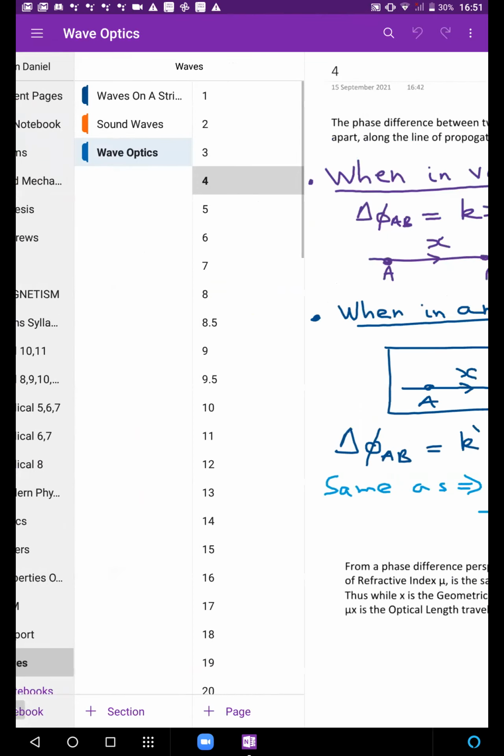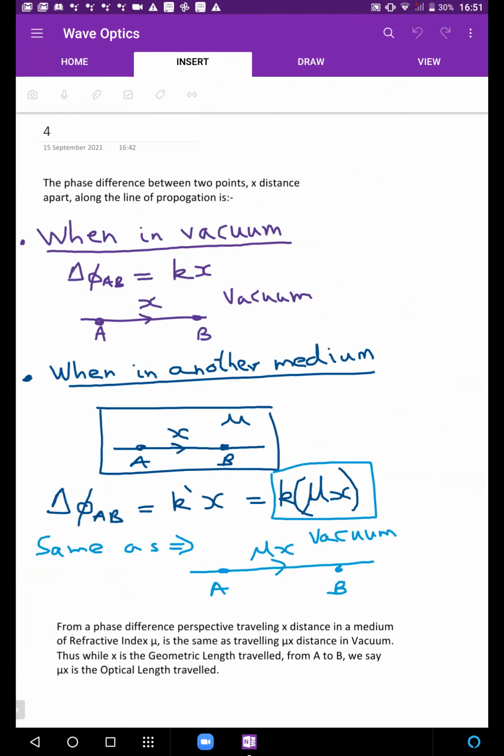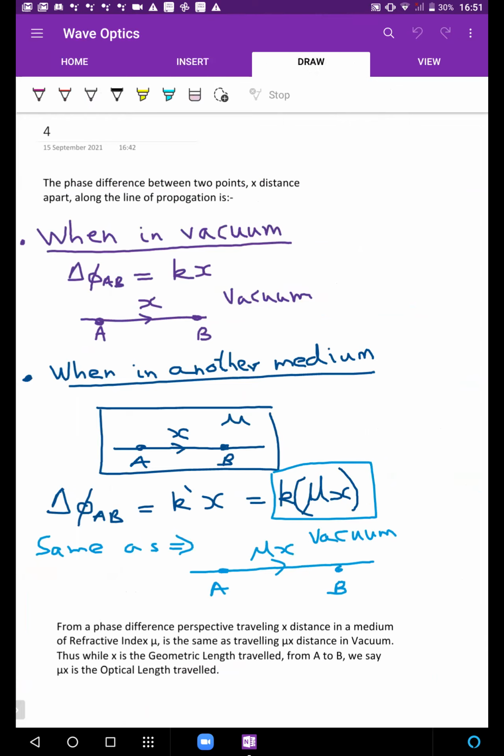So when you travel along a particular path in vacuum, if you travel x distance, phase changes by k times x. But if you travel the same distance in another medium, जिसका refractive index is mu, तब phase changes by k dash x, medium का k into x, और इस medium का k is mu k. So mu k into x, and we can effectively say कि अच्छा traveling x in this medium is similar to traveling mu x in vacuum, because mu x in vacuum के लिए भी phase difference k into mu x आएगा.